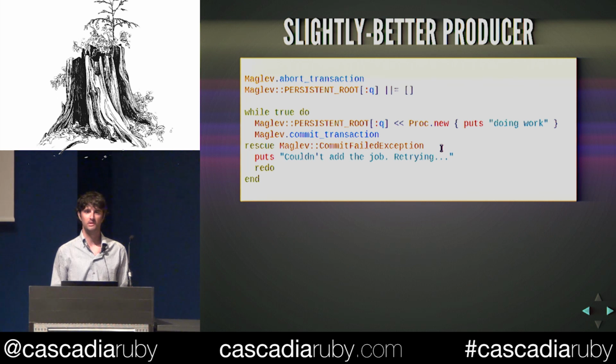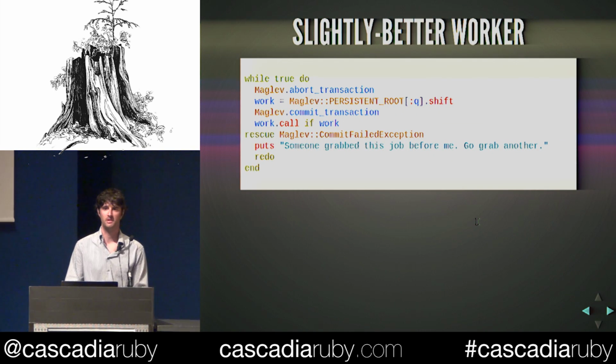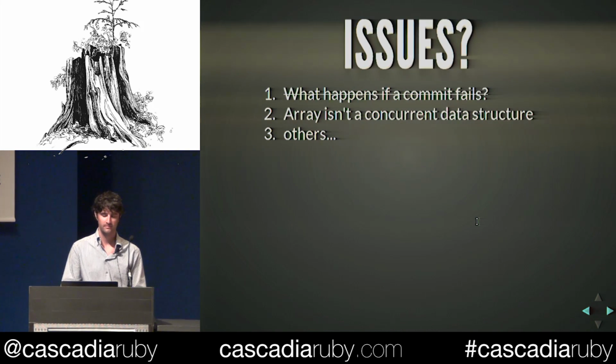So we can simply rescue this commit failed transaction. That takes care of adding stuff in. This is the producer. On the consumer side, we do the same thing. We say, hey, if somebody's already grabbed this job, then let's just try again. Let's just redo. That's super simple, right? So we've taken care of what happens if a commit fails.